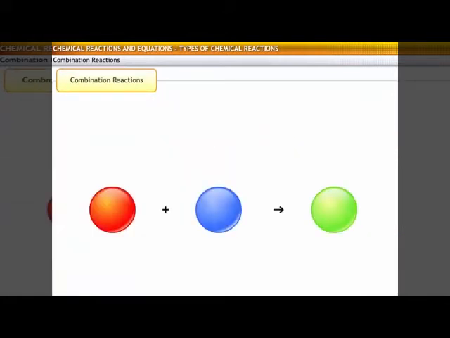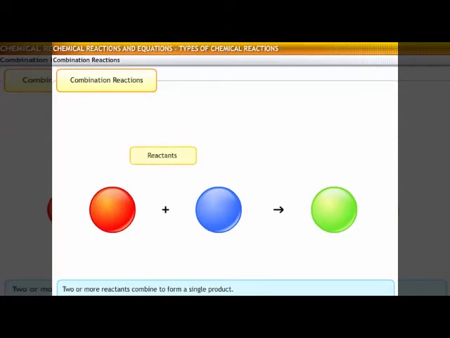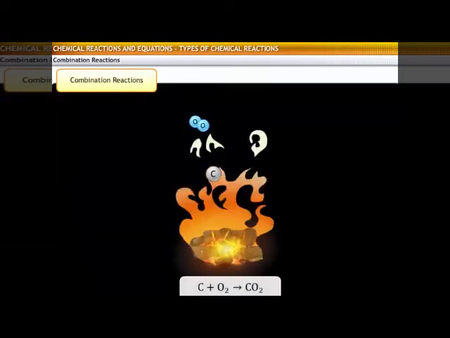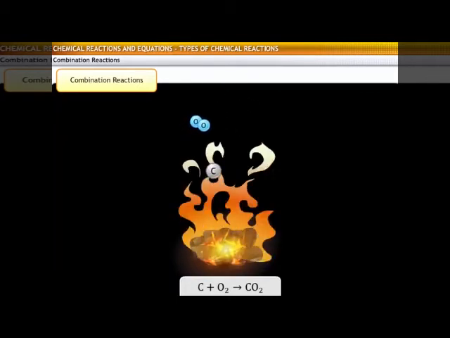A combination reaction is one in which two or more reactants combine to form a single product. The reactants may be elements or compounds. The general form of the reaction is A combines with B to form a single substance, C. For example, coal burns in oxygen to form carbon dioxide. In this reaction, the two elements, namely carbon and oxygen, combine to form a single product, carbon dioxide.